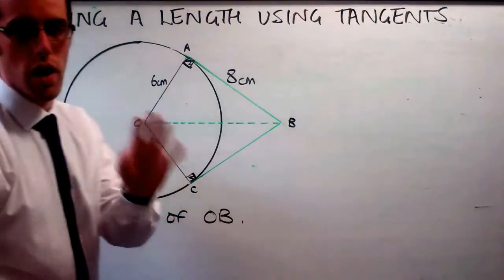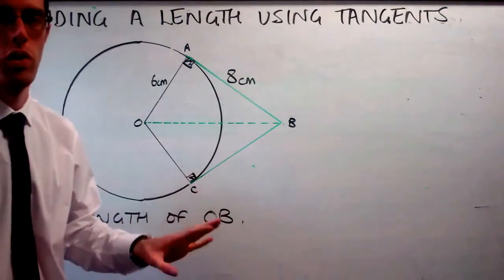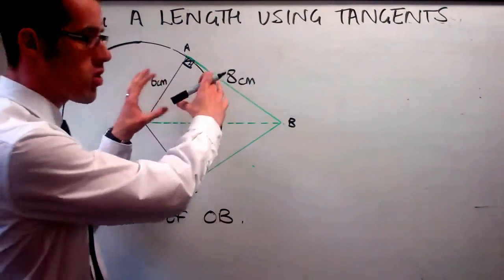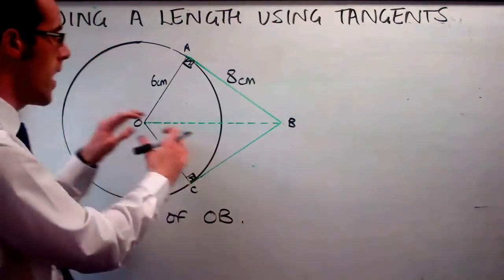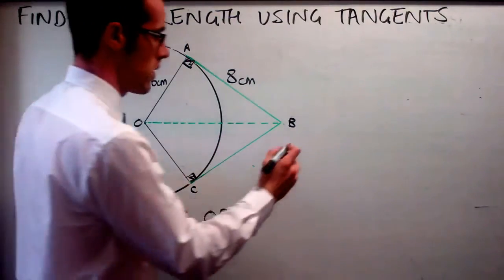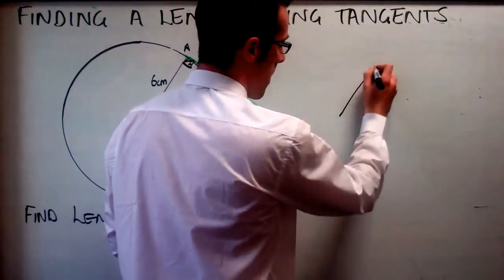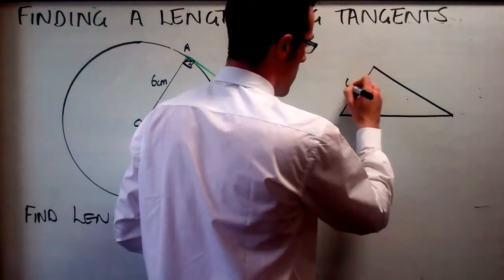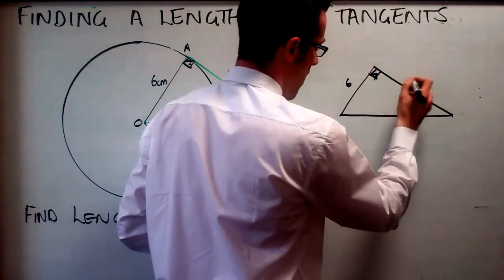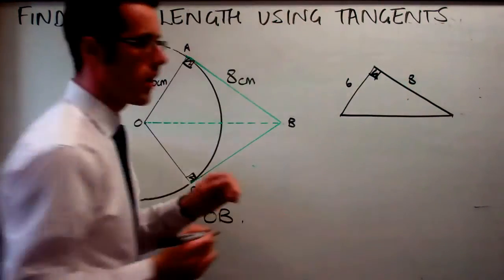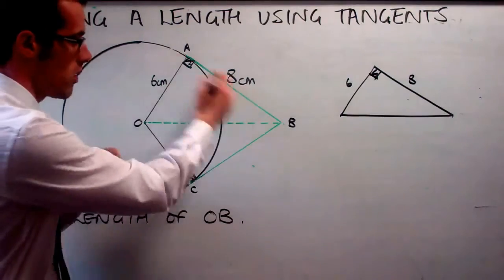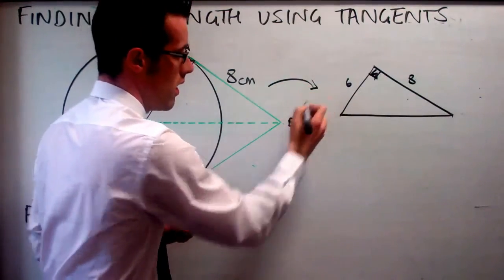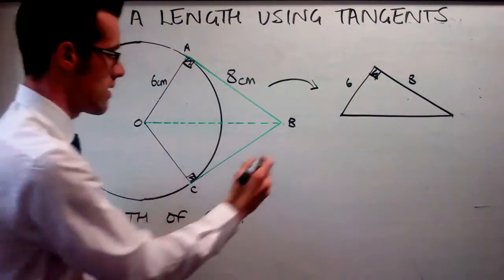Now, a strategy that I found works really well when doing these questions is, if we can extract the right angle triangle, it makes it a little bit easier for ourselves, okay? So, we've got a right angle triangle here like that. Okay, so I've just taken that triangle and I've drawn it again over here, and this is our side OB that we're looking for.